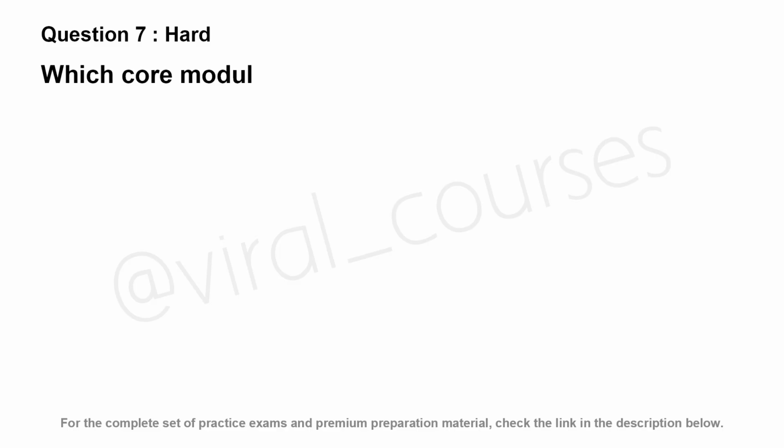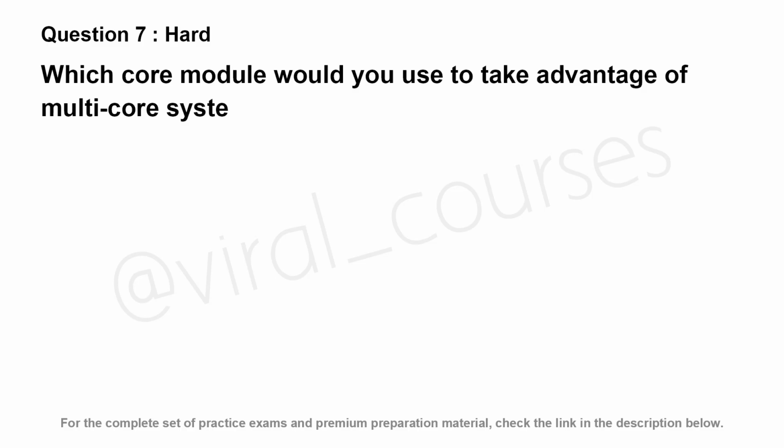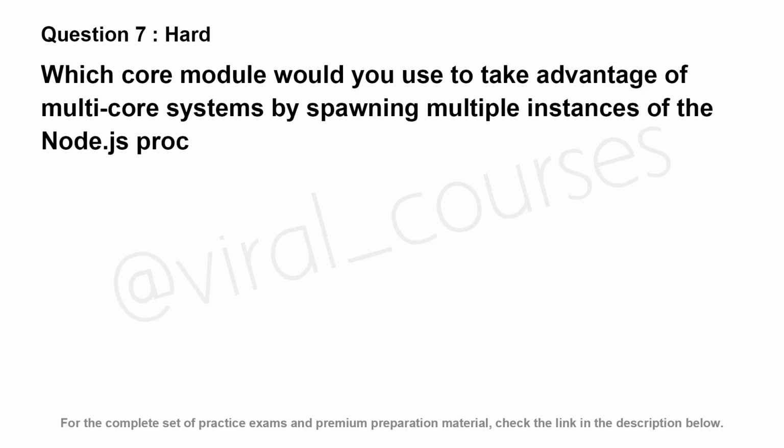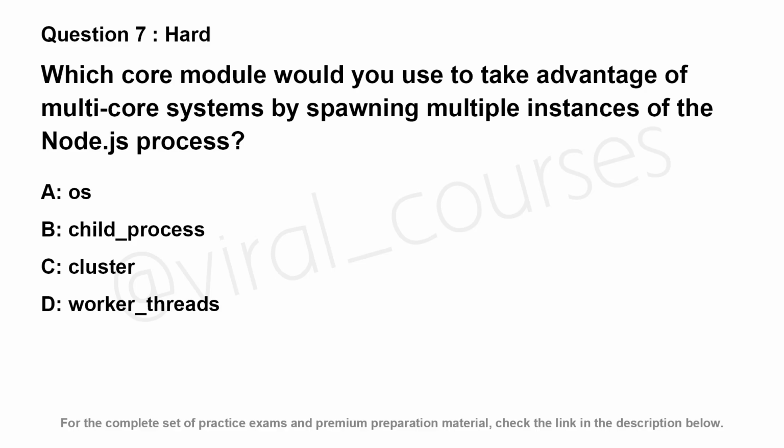Which core module would you use to take advantage of multi-core systems by spawning multiple instances of the Node.js process? Option A, os. Option B, child_process. Option C, cluster. Option D, worker_threads.